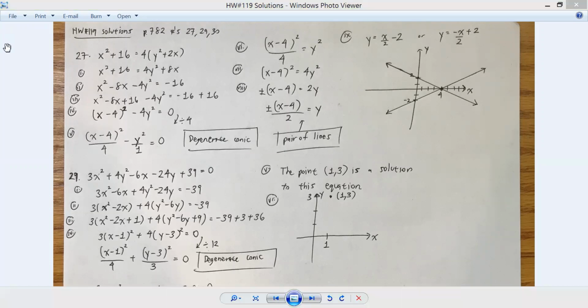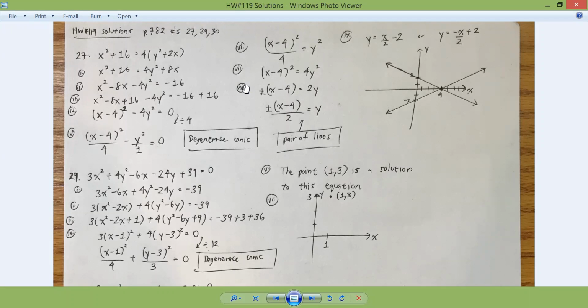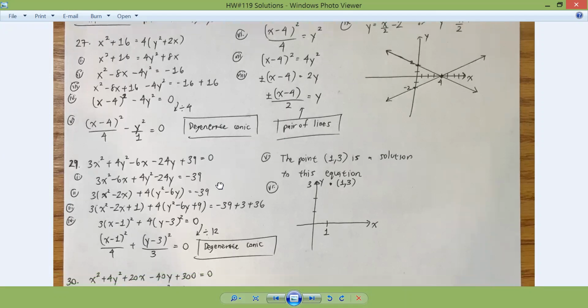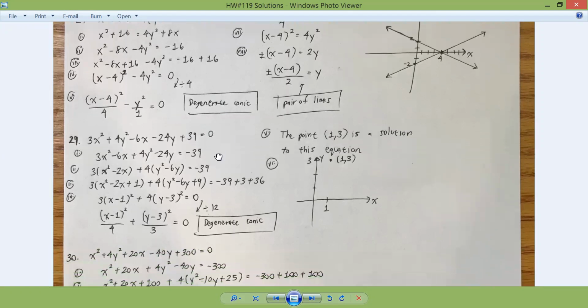Okay, does anyone still need 27 here? All right, if not, then I'm going to scroll down to 29. All right, here's 29.